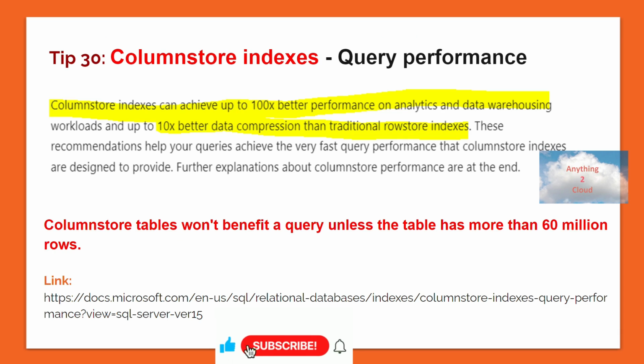The next step is on column store indexes. This helps for query performance. Column store indexes can achieve up to 100x better performance on analytics and data warehousing workloads, and up to 10x better data compression than traditional row store indexes. These recommendations help your queries achieve the very fast query performance that column store indexes are designed to provide.